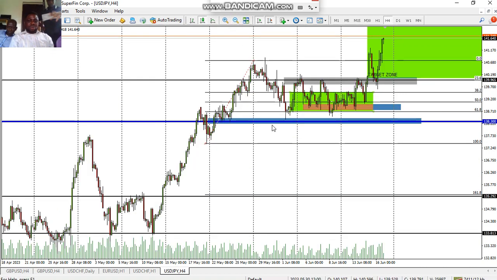Face it. Now you just keep watching. You just keep watching until we see the next move. And how do you know the next move? Like you see here now, it broke out of this place. Many people would have entered to buy.